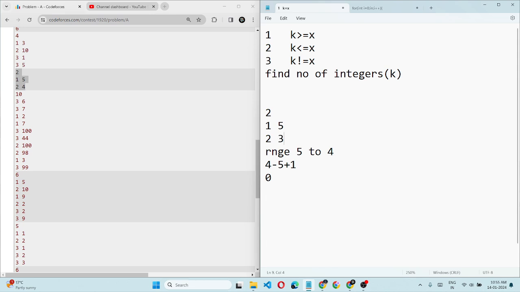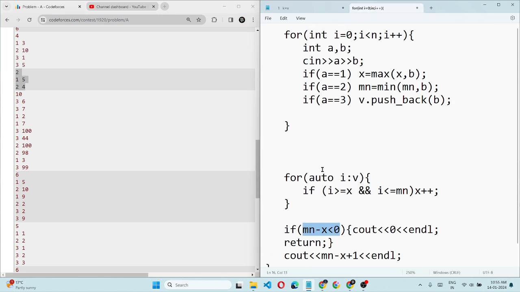But if I take 3 here, and 3 here, then the answer would be minus 1, right? So whenever an answer comes out negative, I'll automatically print 0. Why? Because there are no numbers in the range 5 to 3, that is, bigger than 5 and lesser than 3, right? So the answer would be 0. And that's what I've done in the code also.